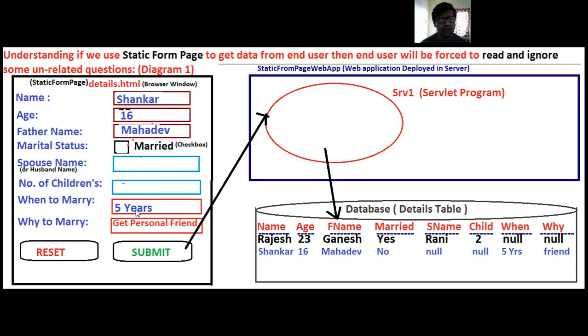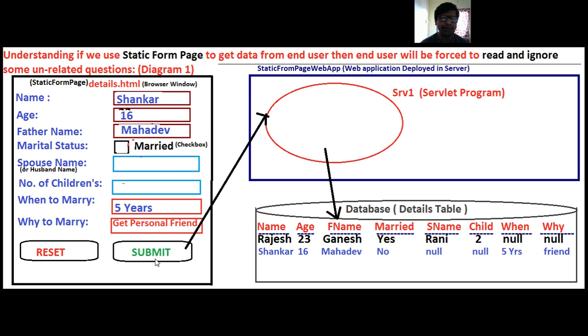And when to marry, after 5 years or after 10 years, what age he will decide. 5 years. Why to marry? To get a personal friend. But while filling this form, you can observe that the end user is forced to read and ignore two fields, or two unrelated questions regarding married life, like spouse name or husband name and number of children.